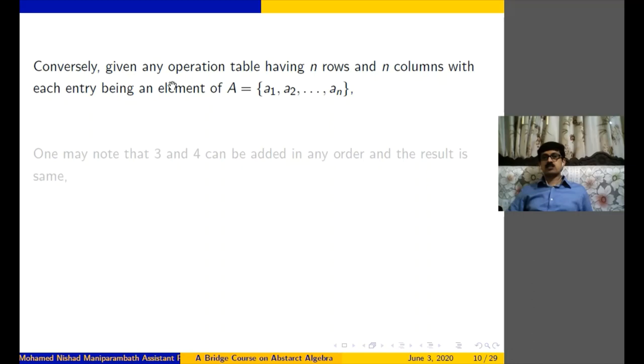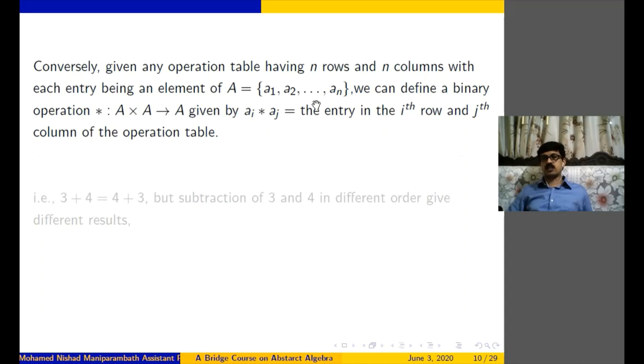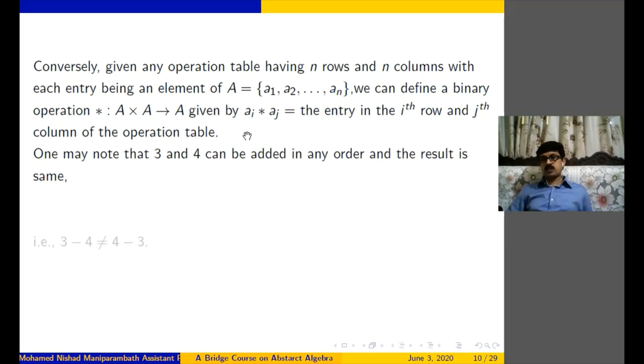Conversely, given any operation table having n rows and n columns, with each entry being an element of A = {a1, a2, ..., an}, we can define a binary operation star from A cross A to A, given by ai star aj is the entry in the ith row and jth column of the operation table.